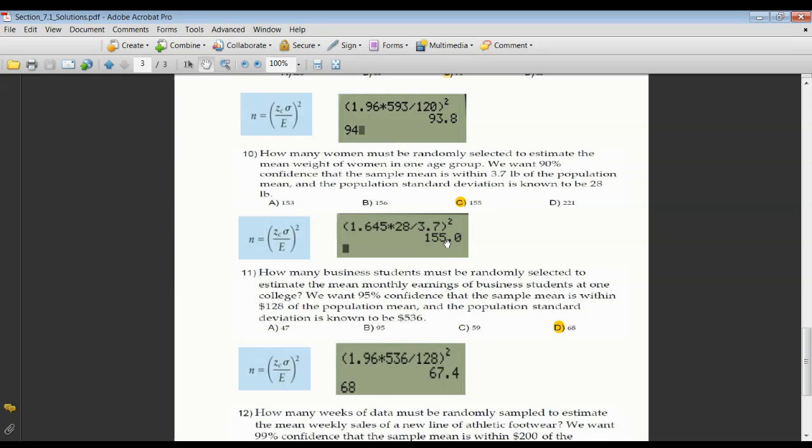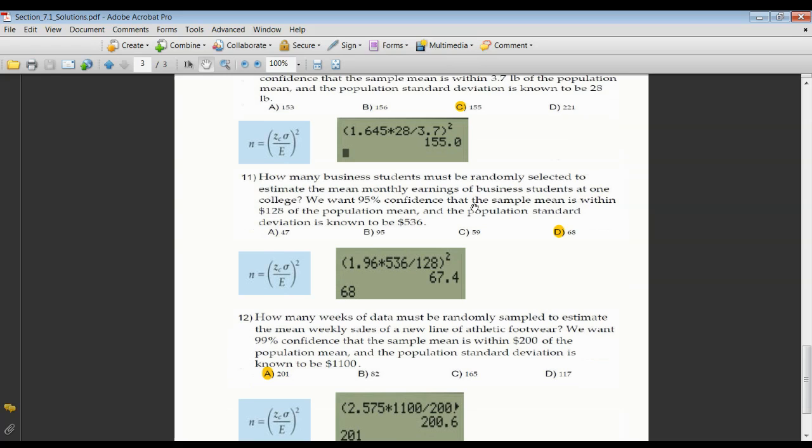Now, here's a case where this ends in 0. If it ends in 0, I'm not going to round up. That's the only time you don't round up. Any other digit, 1, 2, 3, 4, 5, 6, 7, 8, 9, I would have gone to 156. A 0, I keep it right where it is, 155.